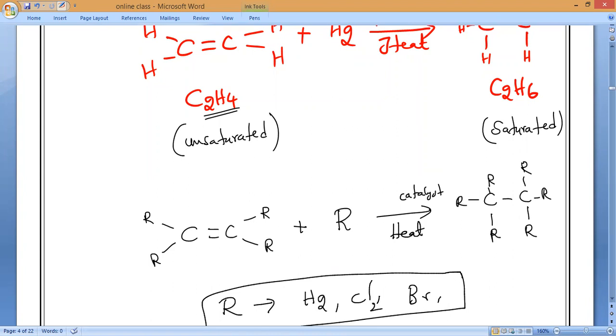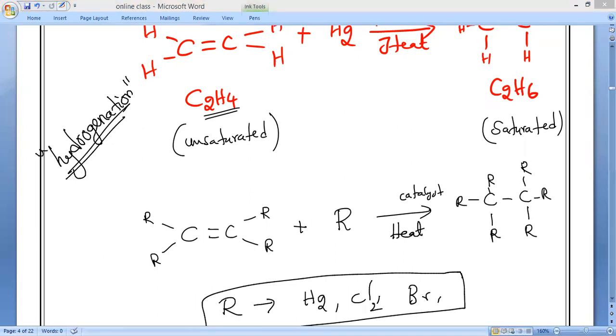So in the presence of a catalyst, the addition of hydrogen to an unsaturated hydrocarbon to obtain a saturated hydrocarbon, what is this process called? Adding of hydrogen. Adding of chlorine, we say chlorination. Hydrogen? Hydrogenation. Very, very important, guys. Hydrogenation. Write it.